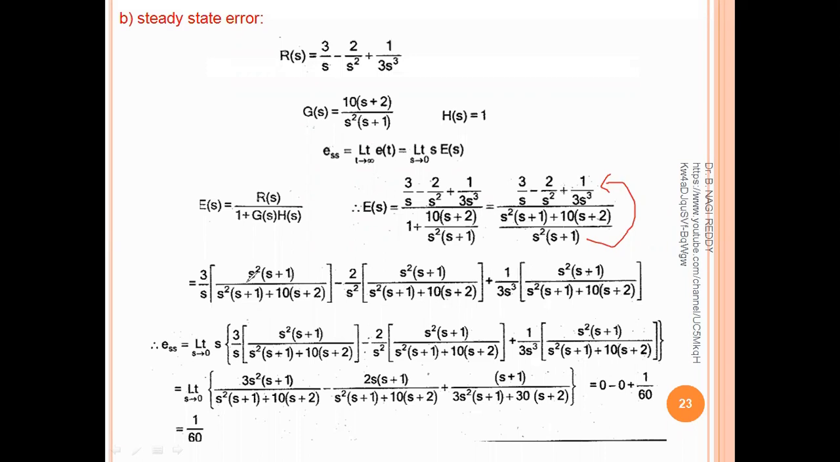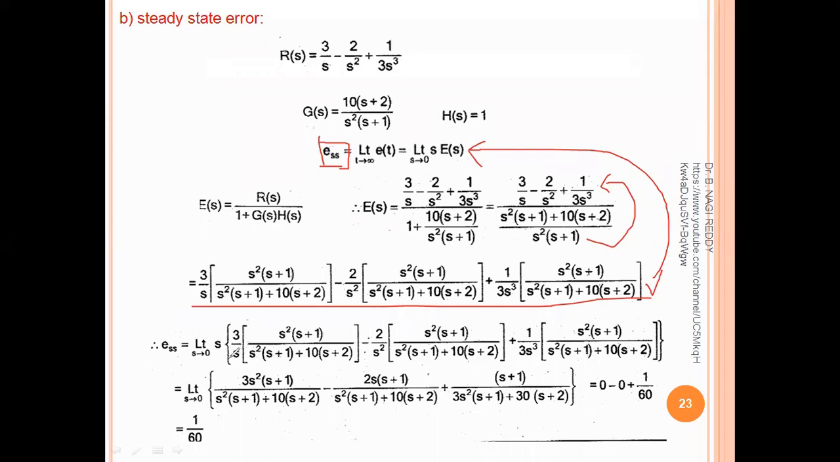Right? Now to calculate this steady state error, now we know what is E of S. From this formula, now we got E of S. This is our E of S. Now substitute this E of S here to calculate the steady state error. So the steady state error can be calculated as limit S tends to 0, S into this E of S value. So multiply this S for each and every term and simplify.